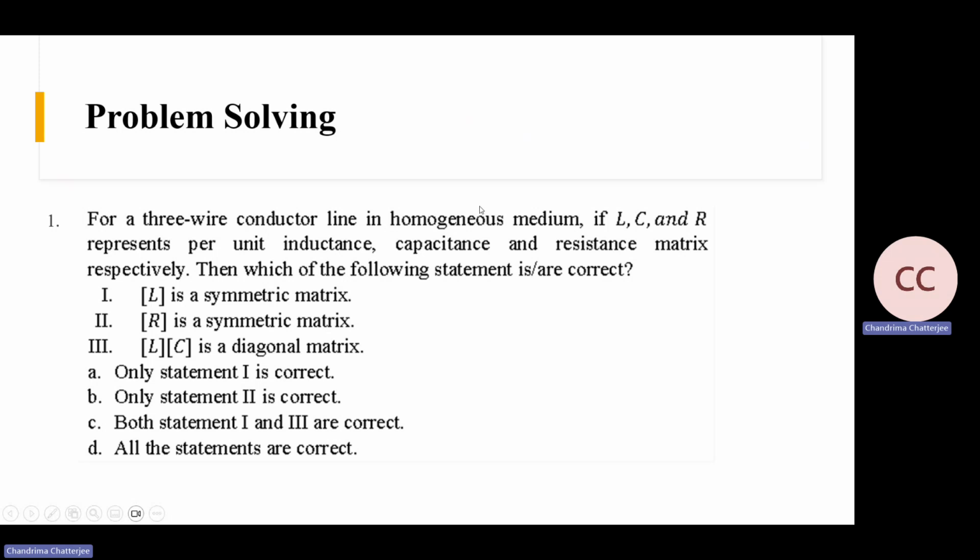The first question is an objective question. For a three-wire conductor line in homogeneous medium, if L, C and R represent the per unit length inductance, capacitance, and resistance matrix respectively, then which of the following statements is or are correct?